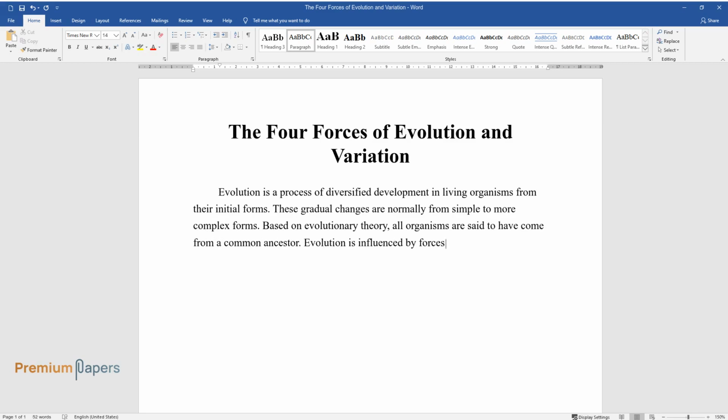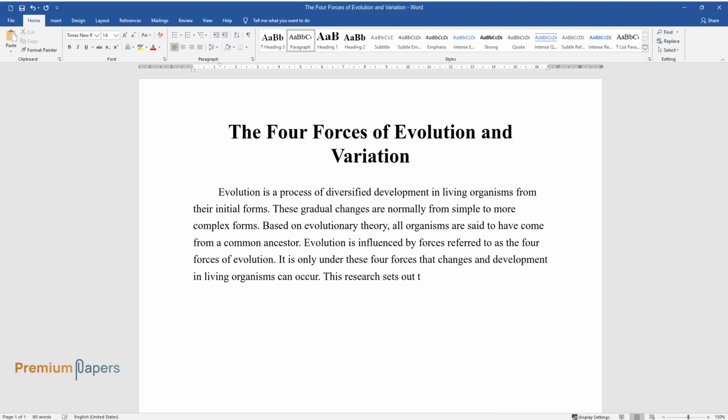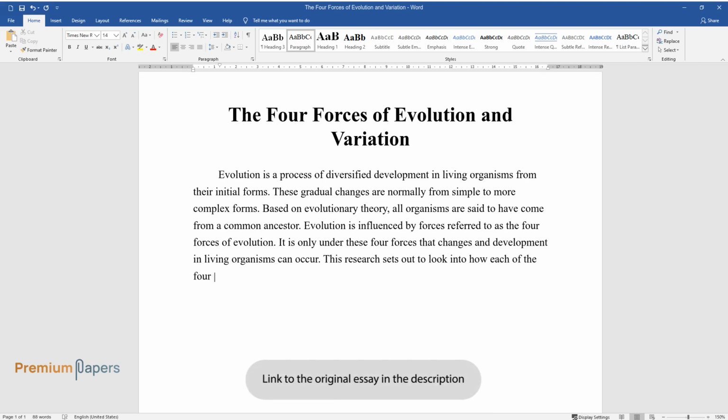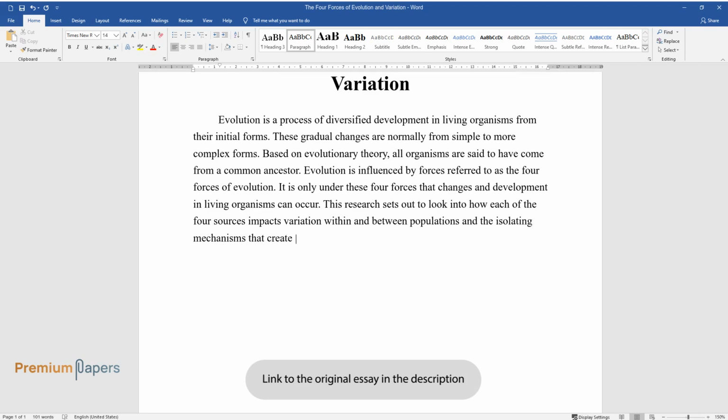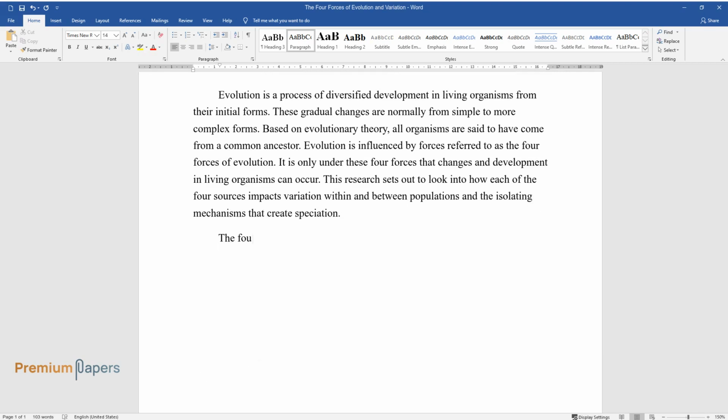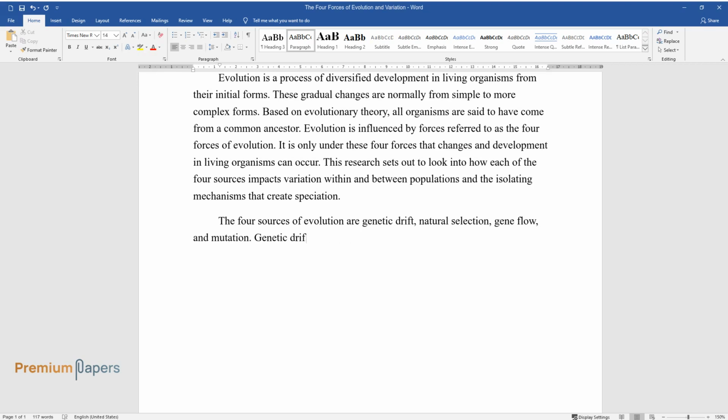Evolution is influenced by forces referred to as the four forces of evolution. It is only under these four forces that changes in development in living organisms can occur. This research sets out to look into how each of the four sources impacts variation within and between populations and the isolating mechanisms that create speciation. The four sources of evolution are genetic drift, natural selection, gene flow, and mutation.